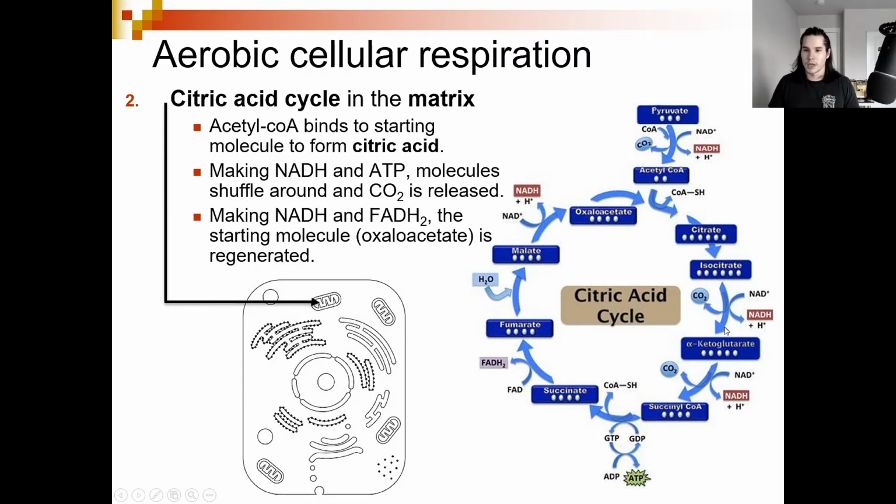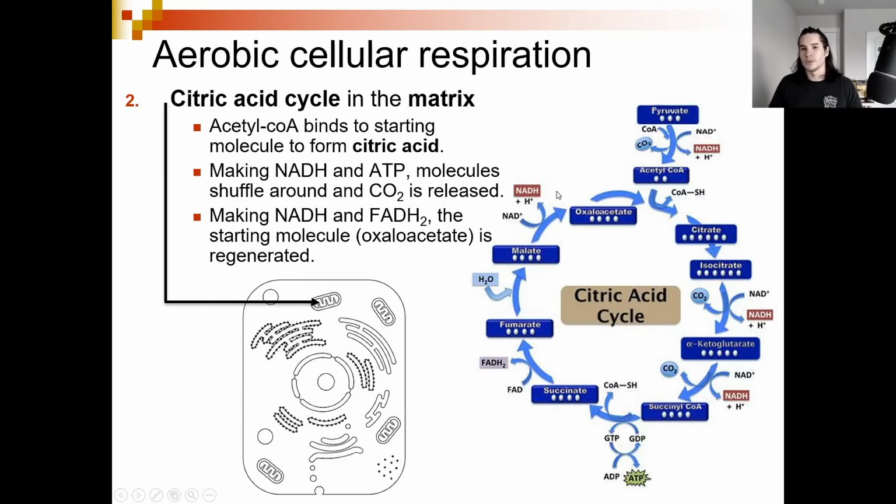And so you shuffle around atoms, you pluck off some CO2, you harvest some electrons, you get some NADH, you pluck off some more carbons in the form of CO2 by breaking those carbon-carbon bonds. You harvest more electrons in the form of NADH, and then eventually you make a little bit of ATP. So it's not a significant amount, but it is still a net gain. So you do harvest some ATP, and then you harvest a few more electrons in the form of FADH2. You add some water at some point.